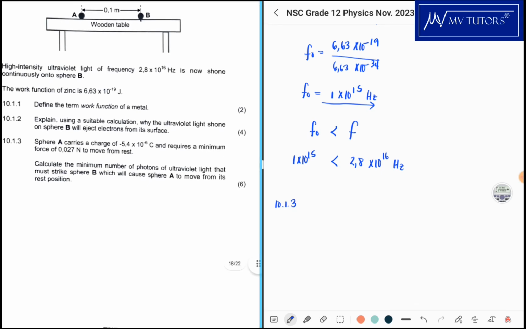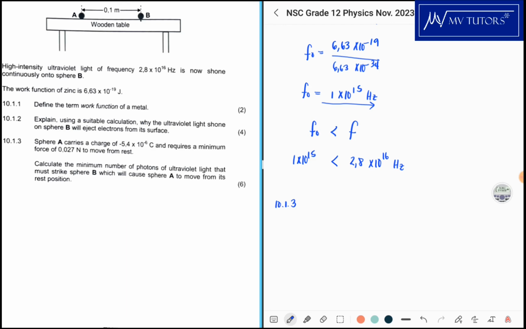So it says, sphere A carries a charge of negative 5.4 times 10 to the negative 6 coulomb, or negative 5.4 microcoulomb, and requires a minimum force of 0.027 Newton to move from rest. Calculate the minimum number of photons of ultraviolet light that must strike sphere B, which will cause sphere A to move from its rest position. Okay, so I'm already seeing forces here in my mind. Again, question 7 vibes, electrostatics. They also want to know the number of photons.